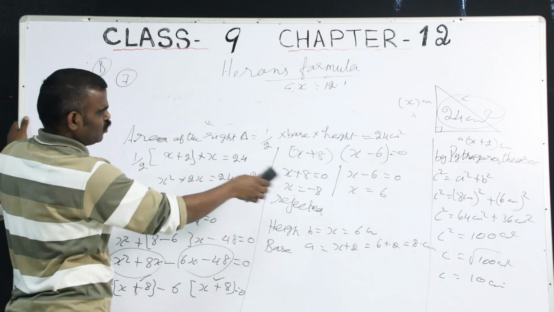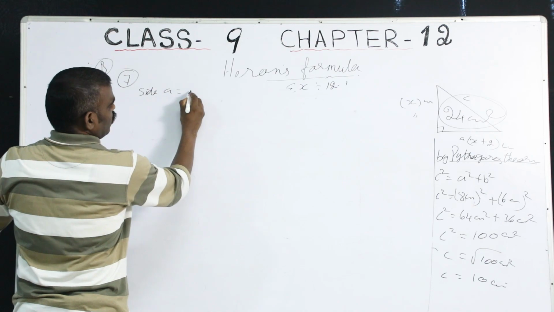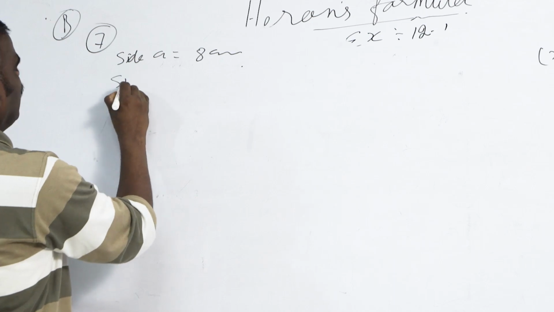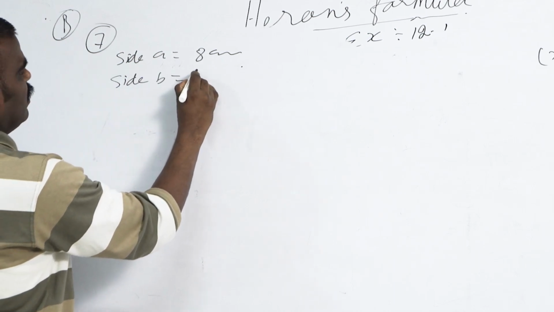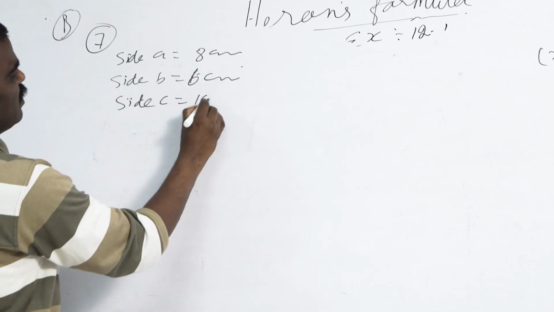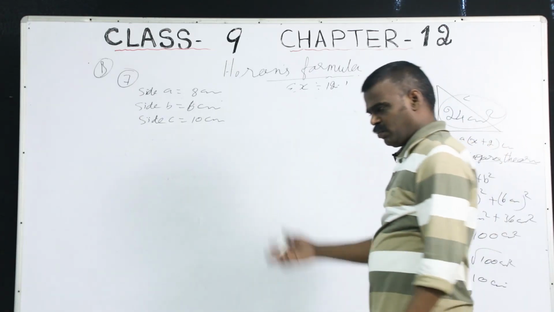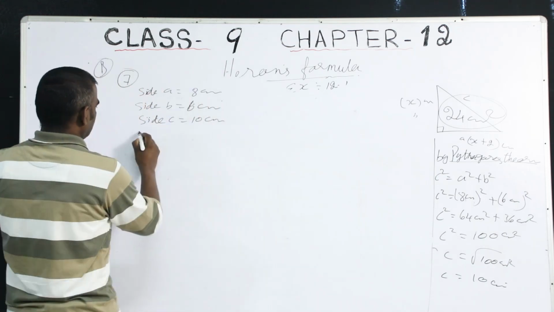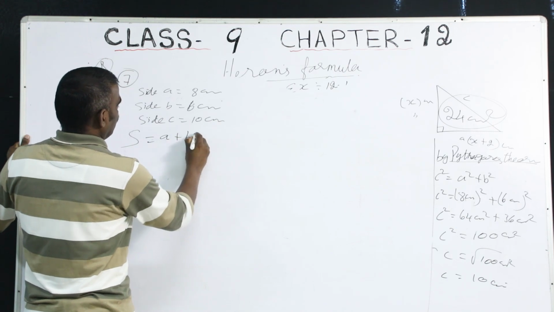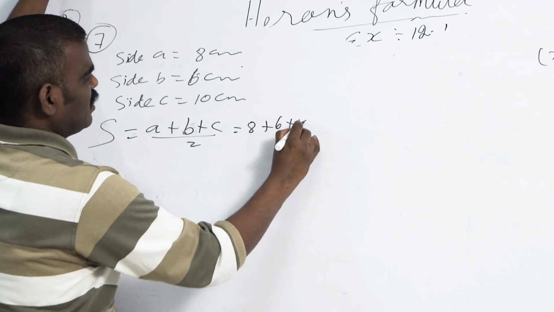I am going to clean because there is no space. Okay. Side A equals how much? Side A equals 8 centimeter. Side B equals how much? 6 centimeter. Side C equals how much? 10 centimeter. Okay. Now, go back to the old model, Heron's formula, semi-perimeter. S equals A plus B plus C by 2. What is A? 8 plus 6 plus 10 by 2.